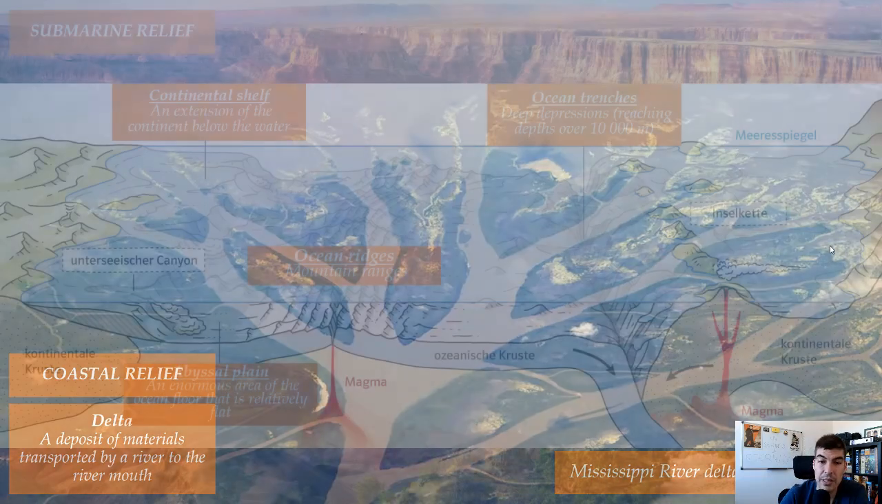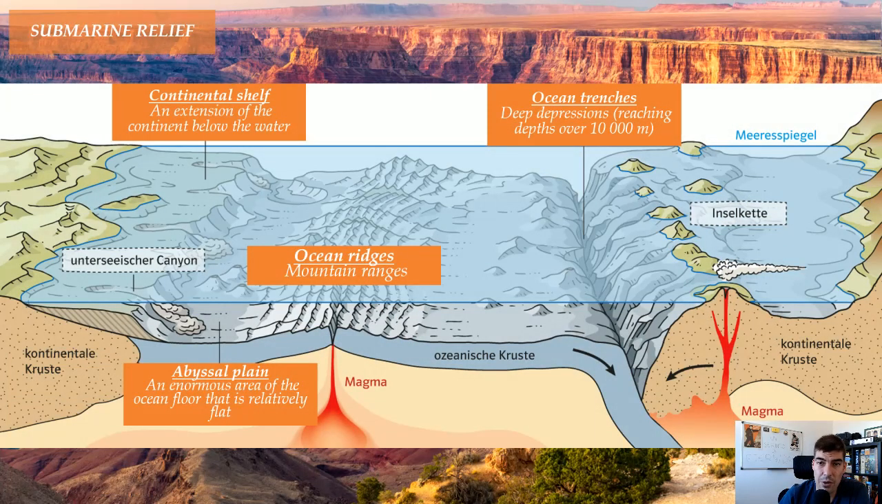Okay. Now we switch to another relief, which is the submarine relief, the relief underwater. Here we have several types of relief features, but we have to know only 4. First, the continental shelf, la plataforma continental, which is an extension of the continent below the water. Okay, this is the continent, and here you have an extension until here. This is the continental shelf.